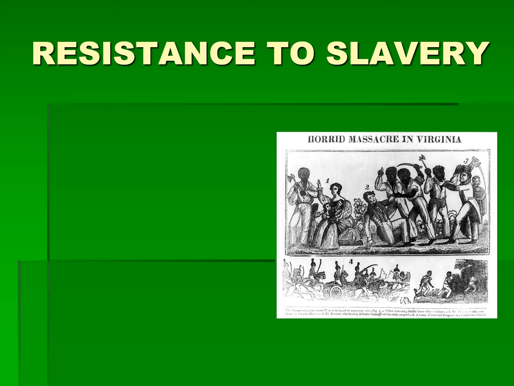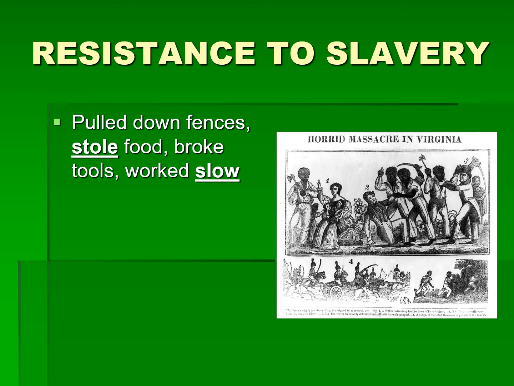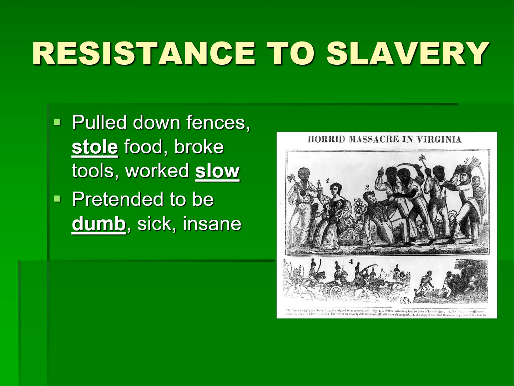Now, this is not to say that there were not forms of resistance to slavery. This picture here actually shows an actual slave rebellion, which we'll get to before we finish out the Civil War and things like that. But beyond that, there was a lot that was almost passive aggressive in some ways. They would do things like pull down fences, steal food, break tools, and work tremendously slowly. They'd even pretend to be dumb, sort of fitting into that stereotype that they aren't very intelligent. They'd pretend to be sick.